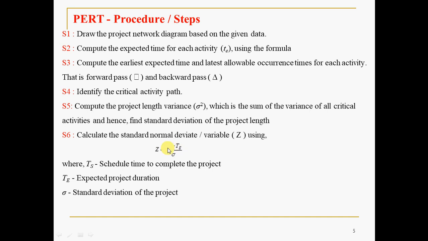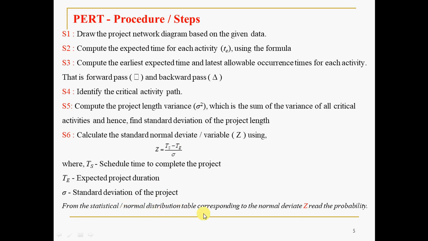TS is what they will give, something like, what is the probability of completion in this scheduled time. Using that you have to obtain Z. Z is the normal deviate or normal variable. According to this Z, you have a probability chart or normal distribution table that will be supplied even in the examination. So you have to read the probability corresponding to this Z value. I will show the chart in the next slide. Corresponding to the Z value, directly you will get the probability from the normal distribution table.